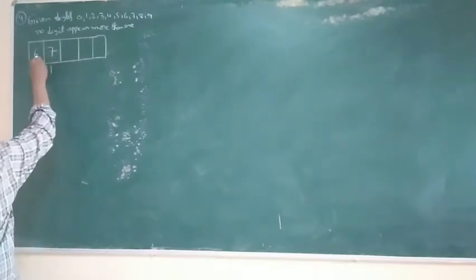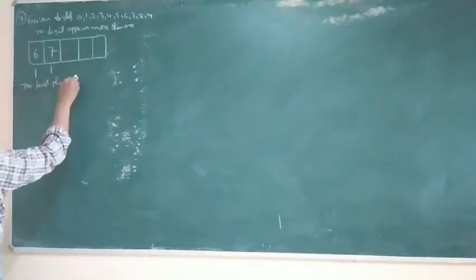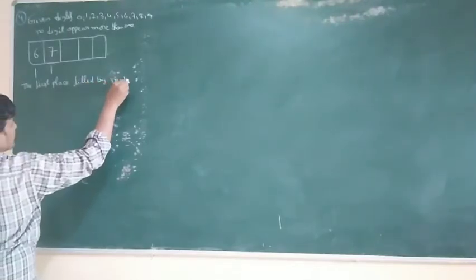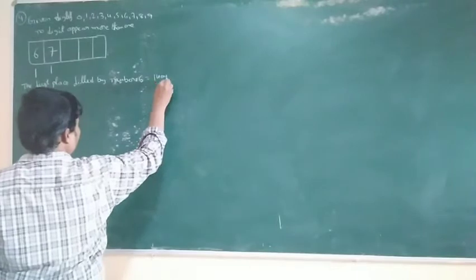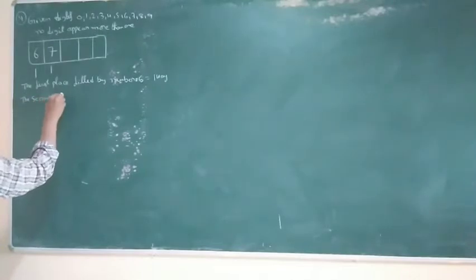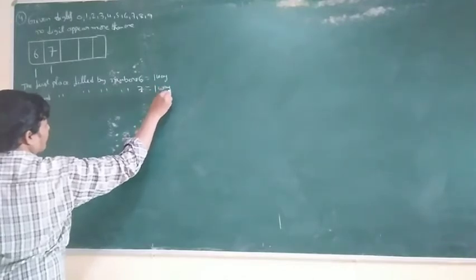Repetition not allowed means already 6 and 7 are used. The first place is filled by number 6. So how many ways? One way. So the second place is filled by number 7. So how many ways? Only one way.